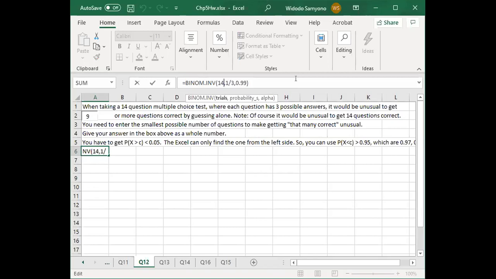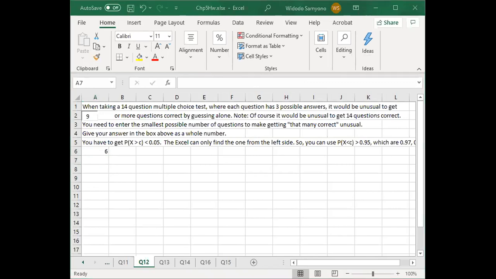So in your problem, how many questions you have? 11 questions, right? And the probability will be 1/4 because you have 4 possible answers. Okay. So you can leave this alone. Okay. And then you press enter. So the unusual answer will be 6. Okay. So in this case, if you put the one in the Excel and it is wrong, so you need to reduce or increase. Okay.